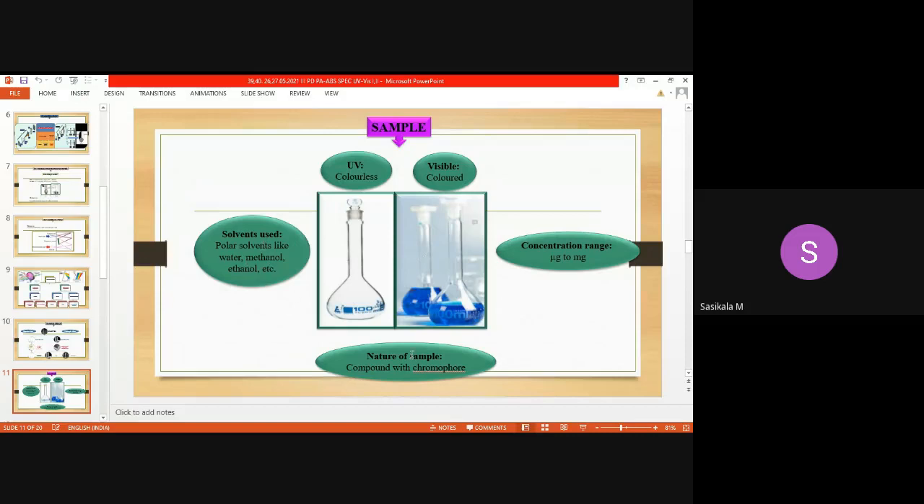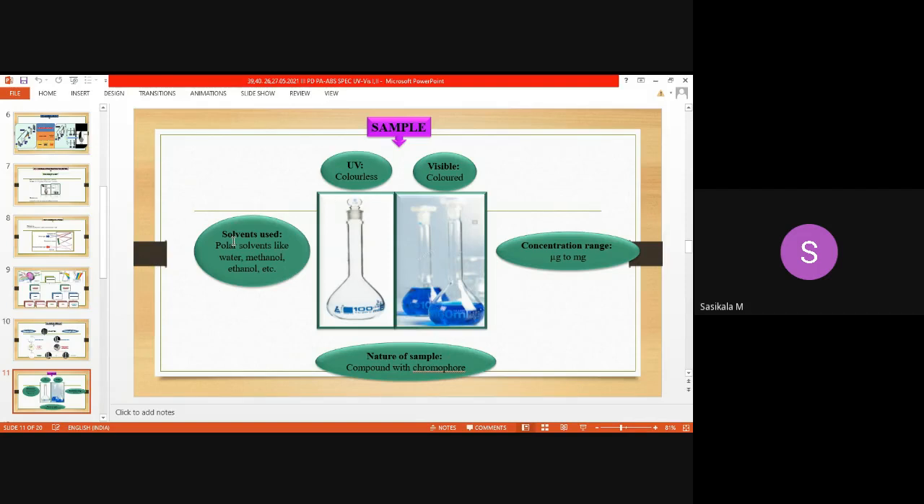We need to use polar solvents in which your sample dissolves completely. In whichever solvent your sample dissolves completely, that solvent is to be used. Mostly you will prefer polar solvents, since your samples will mostly be polar in nature. We already discussed polarity under HPLC. All drug molecules are mostly polar molecules, so we need to prefer polar solvents, and they will definitely dissolve in them. So we prefer polar solvents like water, methanol and ethanol. This is how your sample is preferred.